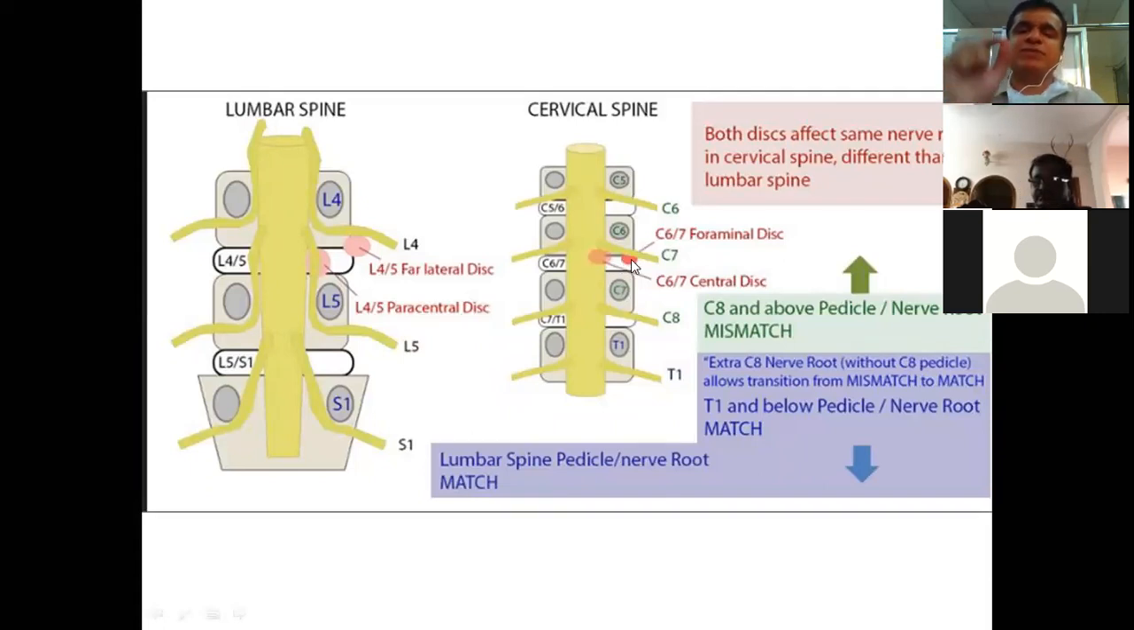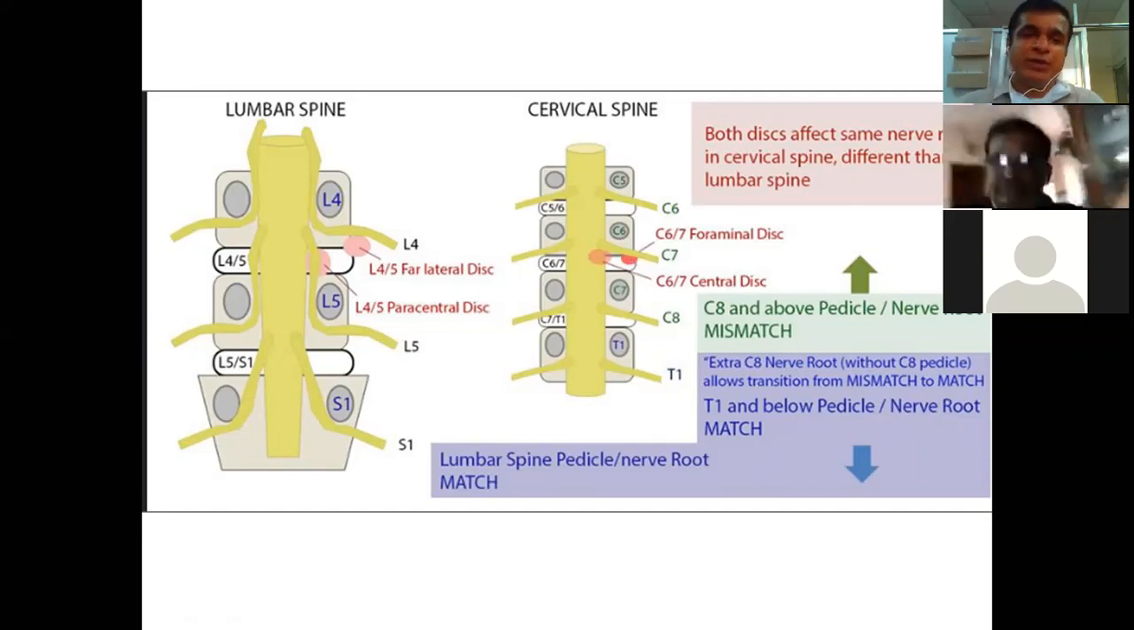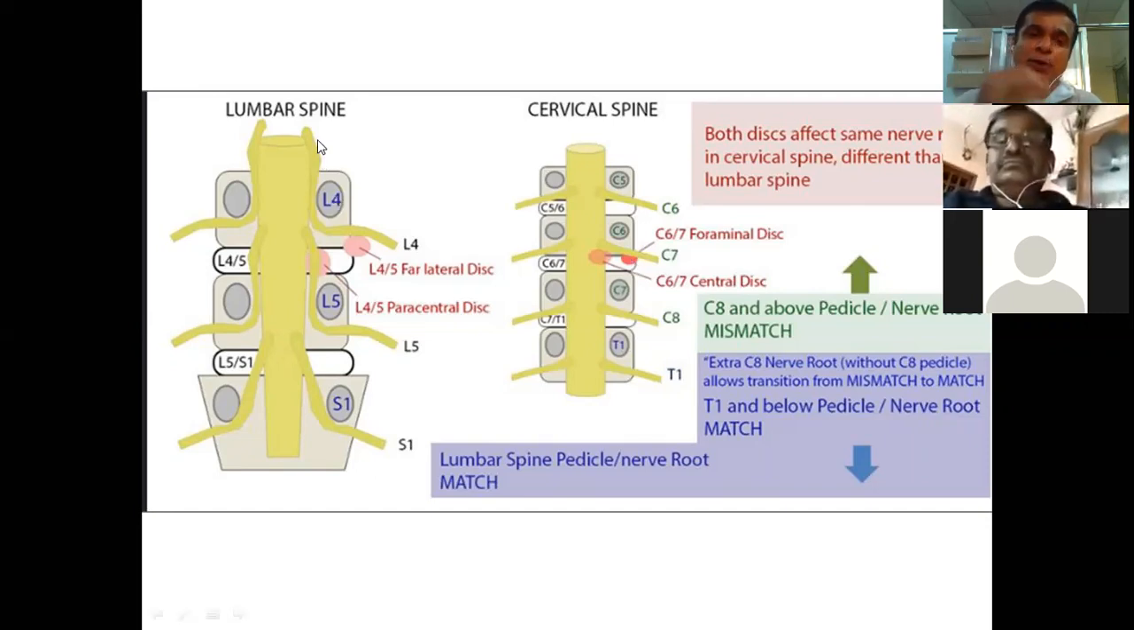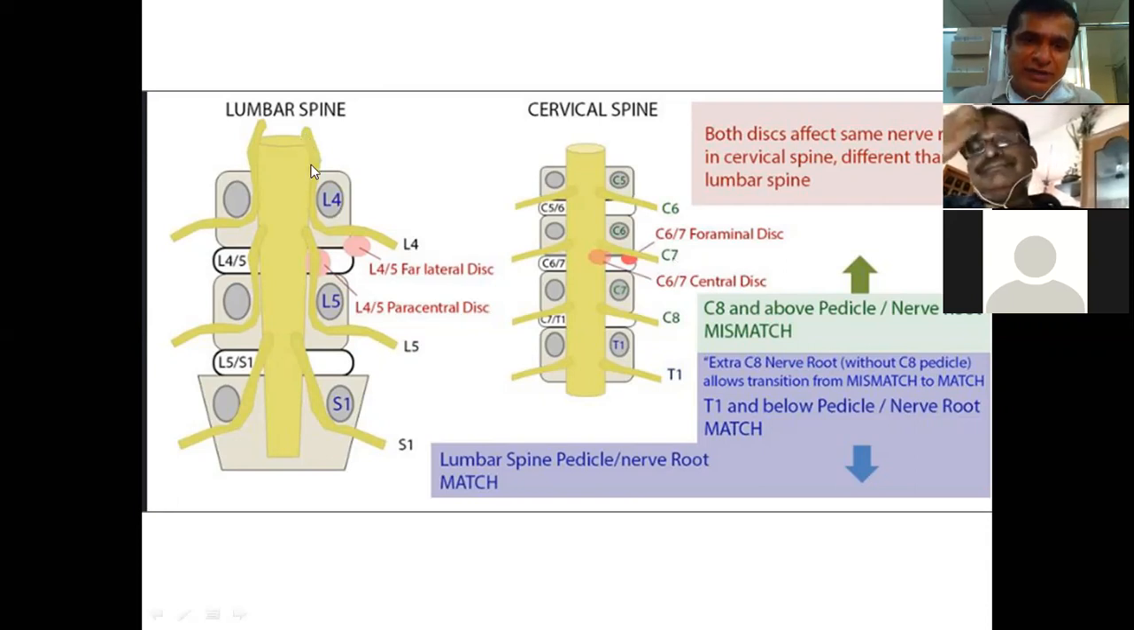Here, whether it is central, paracentral, or far lateral, any position of disc prolapse will affect only one root, because in the lumbar spine the nerve root originates cranially and travels down. While in the cervical spine, they arise at the same level and have a horizontal course. Here you can see they travel down vertically and then travel horizontally. Here the nerve roots are arranged horizontally. There is a difference between lumbar spine and cervical spine. In the cervical spine, for any position of disc, only the nerve root traveling through the foramen is affected. There is no difference between far lateral and paracentral disc prolapse.